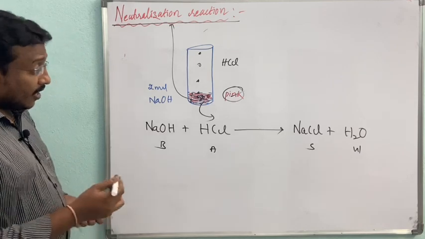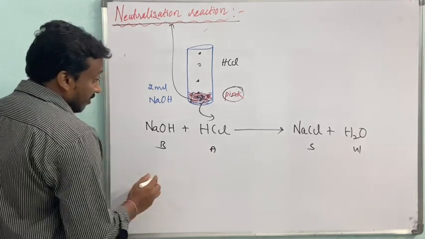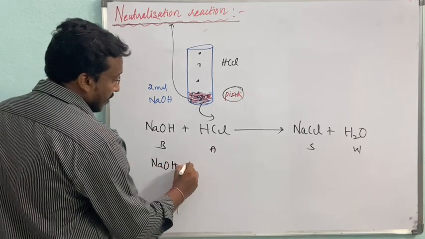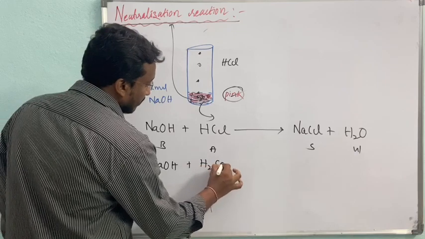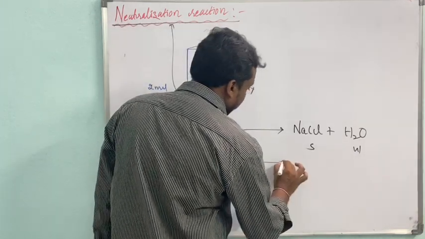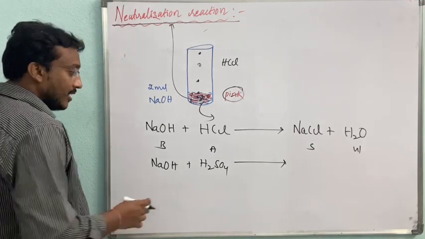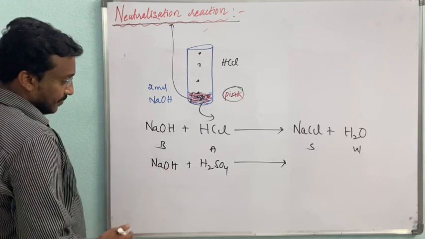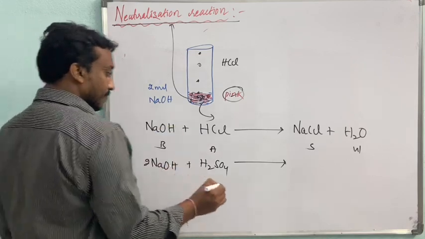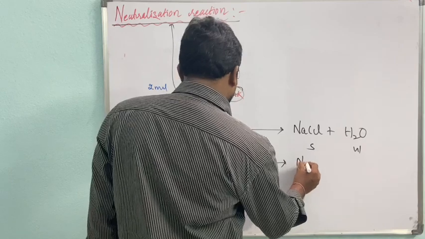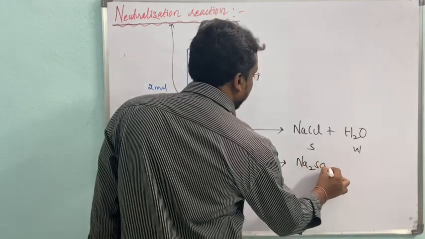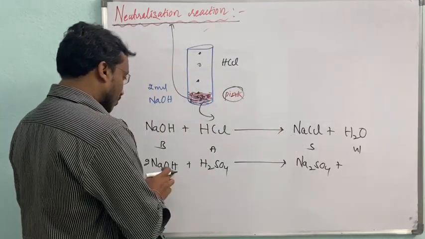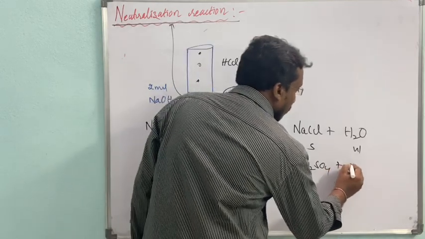Here, instead of HCl, I have taken the same NaOH plus H2SO4, sulfuric acid, king of chemicals. Then what do we get? Sodium sulfate, Na2SO4, plus water. That is 2NaOH plus H2SO4 gives Na2SO4 plus 2H2O.